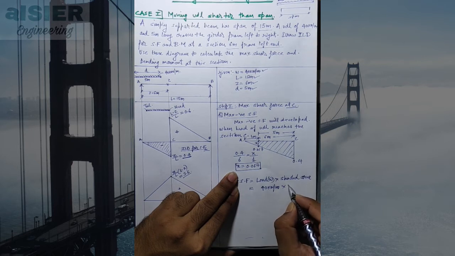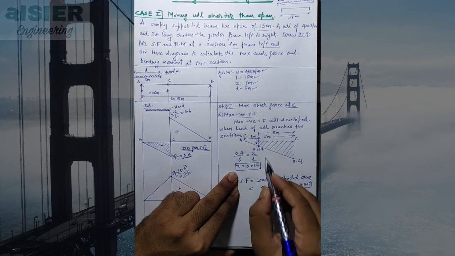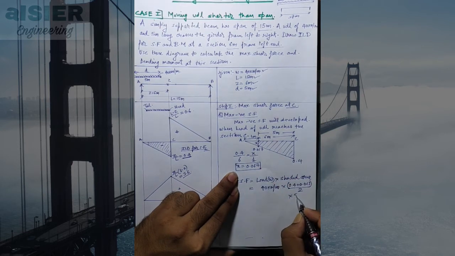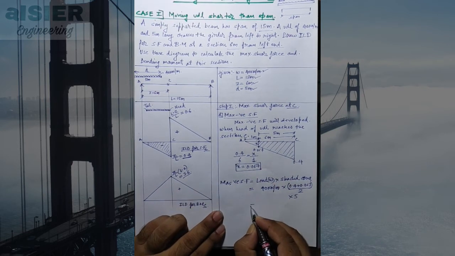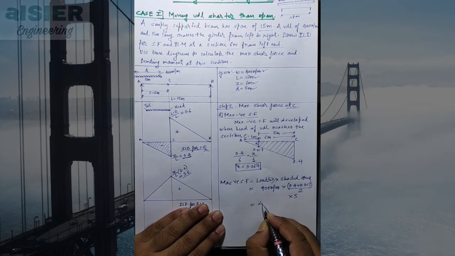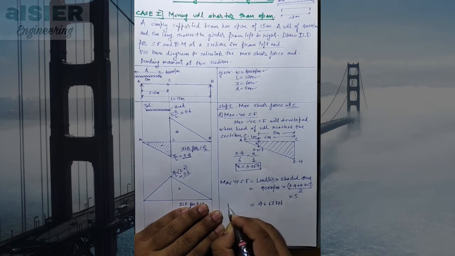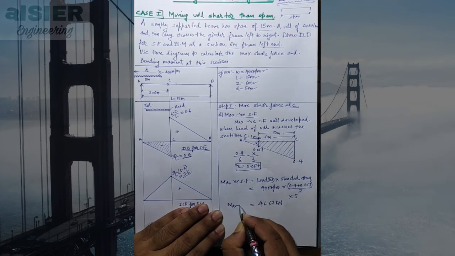So let me write down here: sum of two parallel sides, that is 0.4 plus 0.067, divided by 2 into height, which is 5 meters. And therefore we will get 46.67 kilonewton. That is the maximum negative shear force.